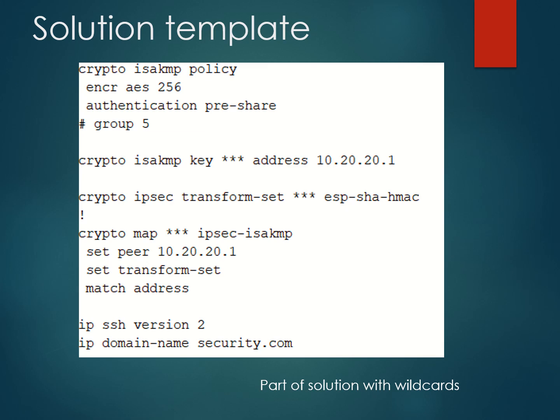And this is a solution template. So you can see that these are the solutions to a security policy, some of the solutions. If there's a hash in front of it, that's a comment. If there are 3 asterisks, that's a wildcard. That enables students to use a variable name that might change, so they can use their own variable name. So this is part of the solution with wildcards applied.